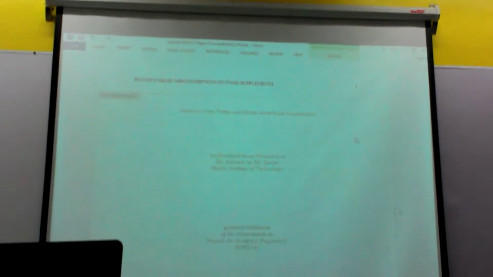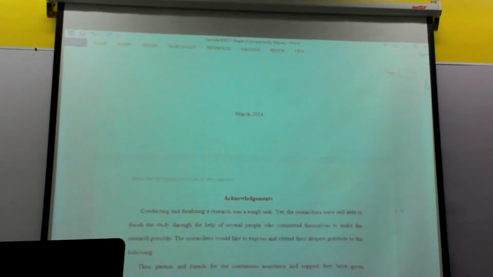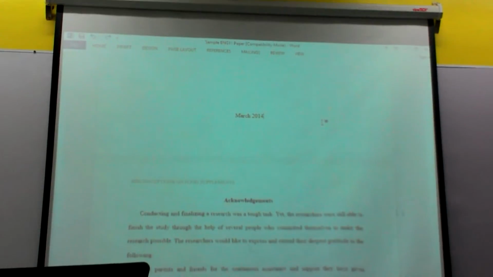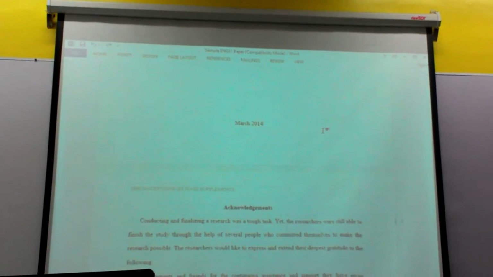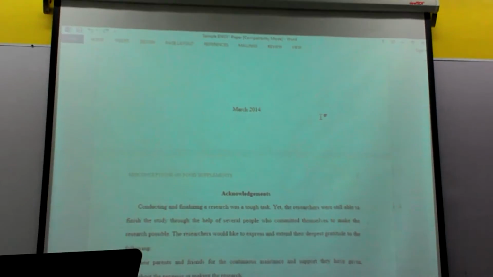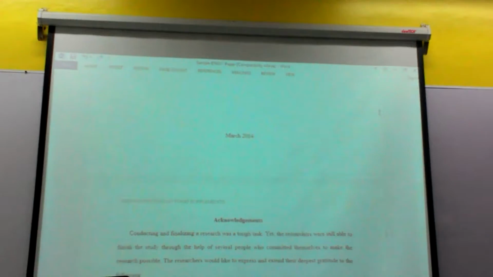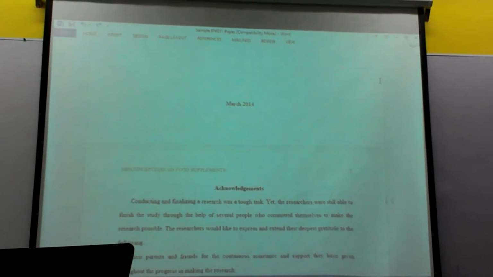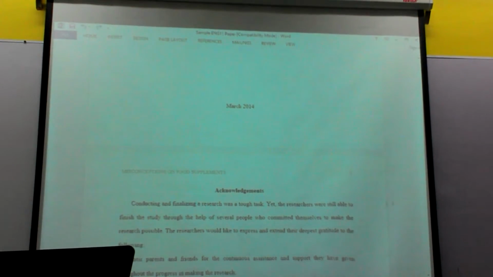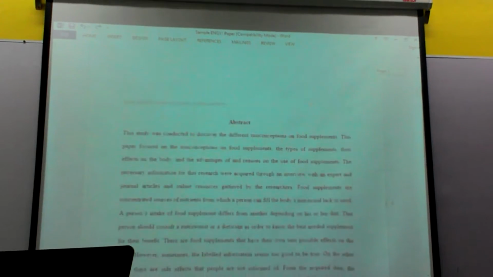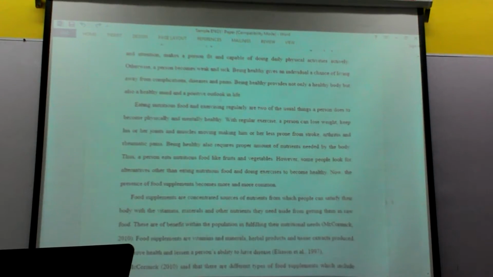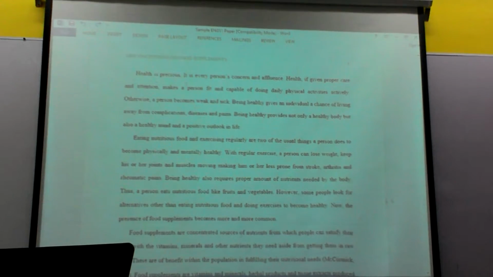Taxes written March 2014. Yours is going to be March 2015, unless you want it to be. I put June for you, right? June 2015, unless you want it to be September 2015. Page 1. This is the start of their introduction. This is the start of the background. Remember 1.1?